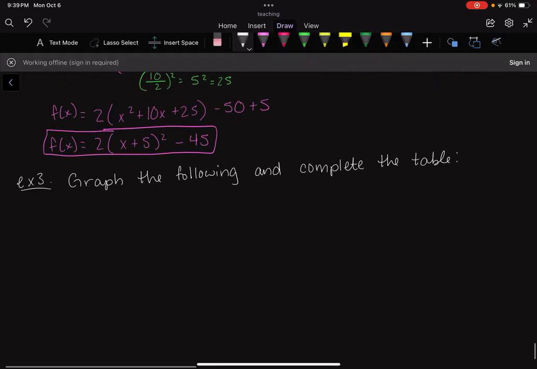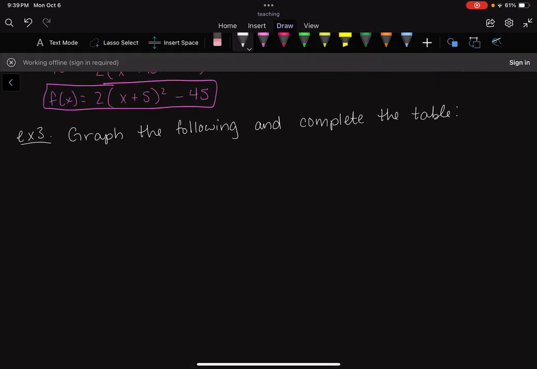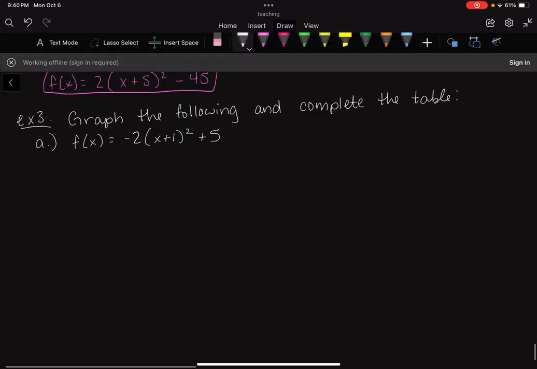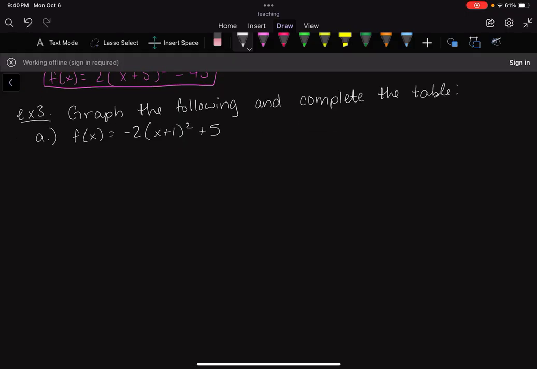And so what I mean by complete the table is I'm going to ask you a bunch of questions. So for part A, I'm going to do f of x. I'm going to do the last one we just did: negative 2x plus 1 squared plus 5. And I'm going to ask you just a bunch of questions about this.